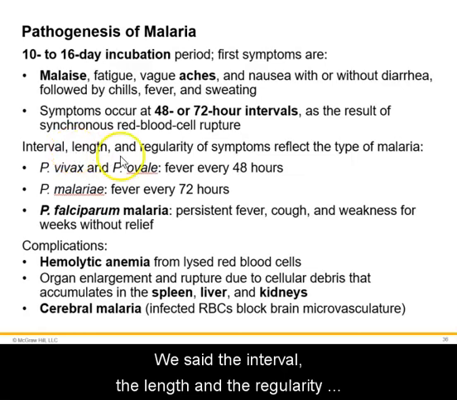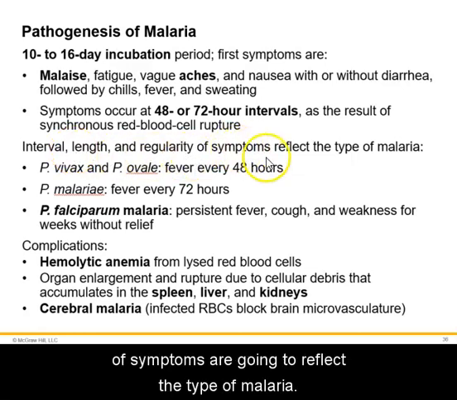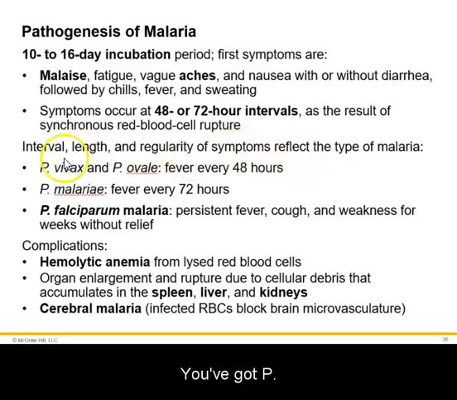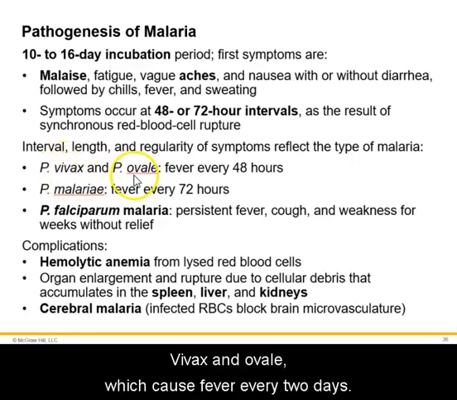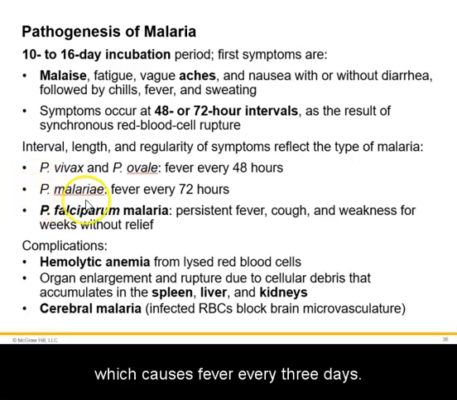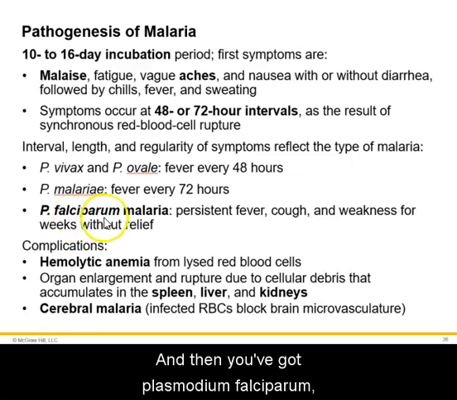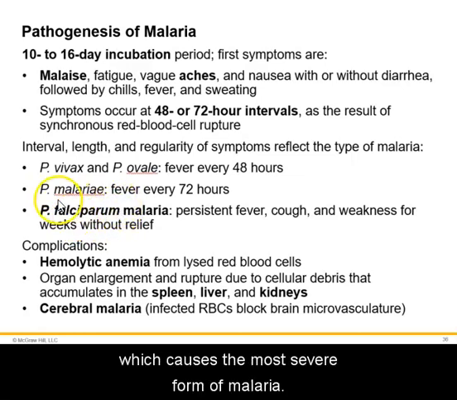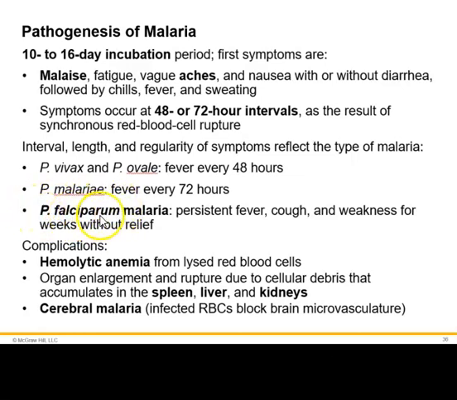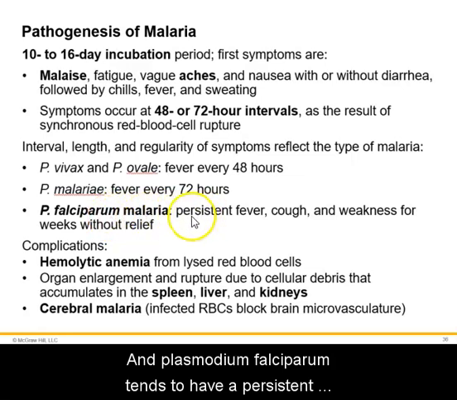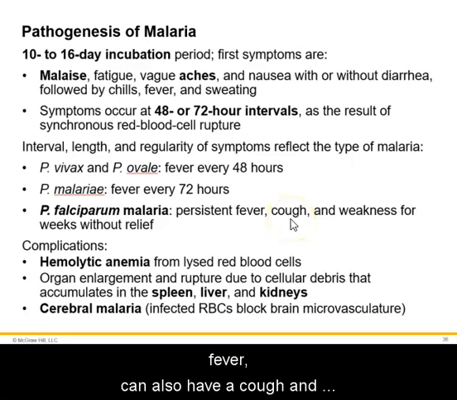We said the interval, the length, and the regularity of symptoms are going to reflect the type of malaria. You've got P. vivax and ovale, which cause fever every 2 days. P. malariae, which causes fever every 3 days. And then you've got Plasmodium falciparum, which causes the most severe form of malaria. And Plasmodium falciparum tends to have a persistent fever. It can also have a cough and weakness, severe weakness.